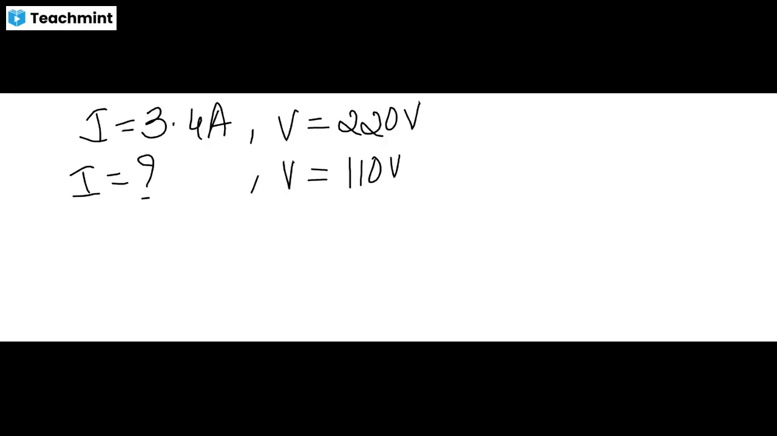So in this case, what should you do first? First, we have to find the resistance of the wire. Yes, find out the resistance of the wire first. So what do you get for the resistance of the wire? R is equal to V by I. So V by I is 220 by 3.4. 220 by 3.4.